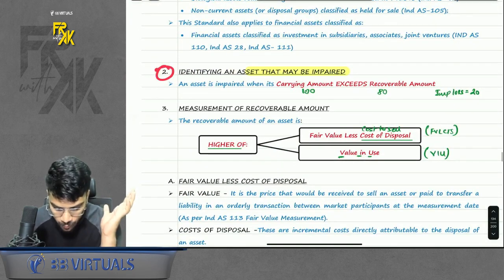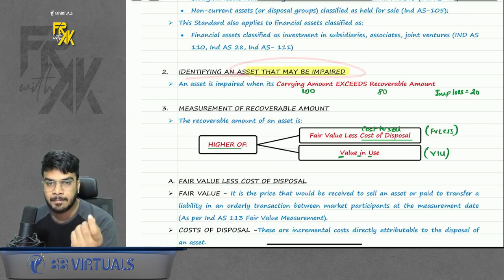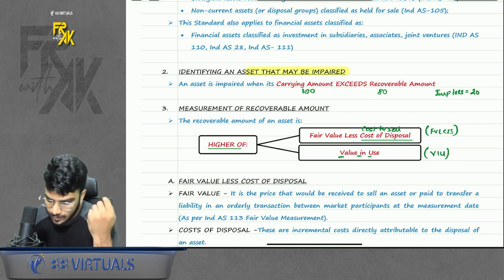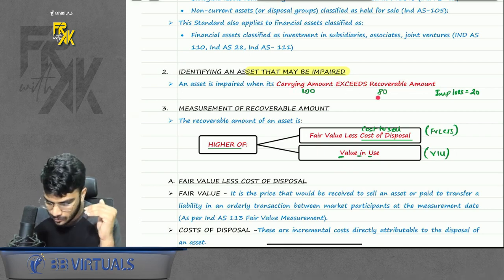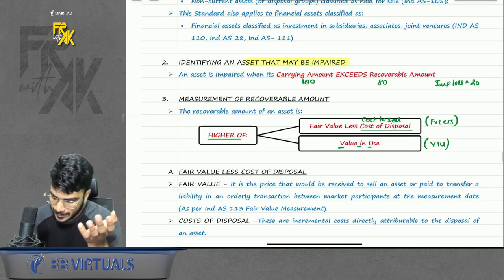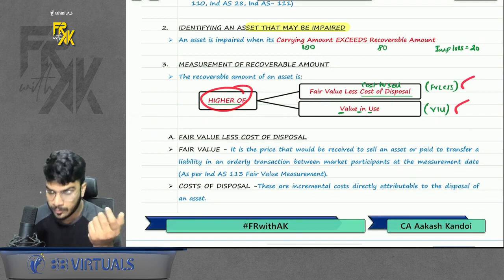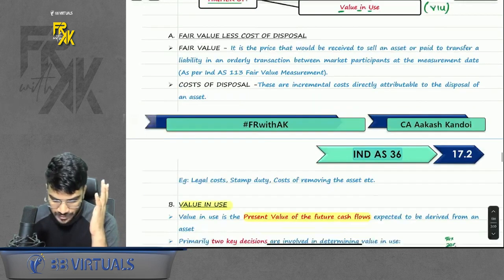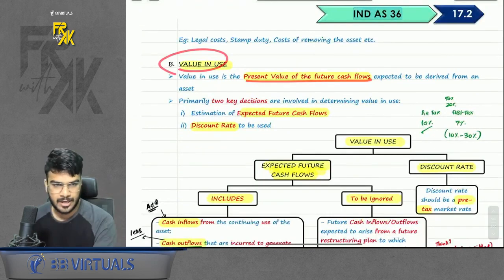Now we can come to the second point of the concept, which talks about identifying whether an asset may be impaired or not. When is an asset impaired? When the carrying amount exceeds your recoverable amount. When the carrying amount is higher and the recoverable amount is lower, you will book an impairment loss. Carrying amount is easier to compute. Recoverable amount is the higher of FVLCTS and value in use. Already discussed this. FVLCTS is very simple: fair value minus cost of disposal. Value in use is the present value of future cash flows.